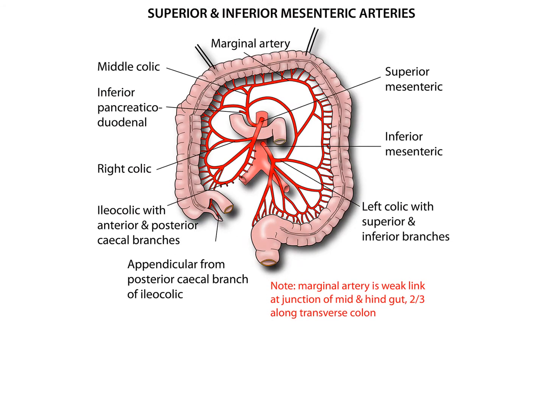Then we can look equally briefly at the branches of the superior mesenteric artery, and we can remind ourselves that we must supply the inferior part of the duodenum, so we need the inferior pancreatico-duodenal branch, and then the middle colic branches, and then we supply the small bowel with jejunal, ileal, and the ileocolic down to the cecum and the appendix, and not to forget the right colic branch as well.